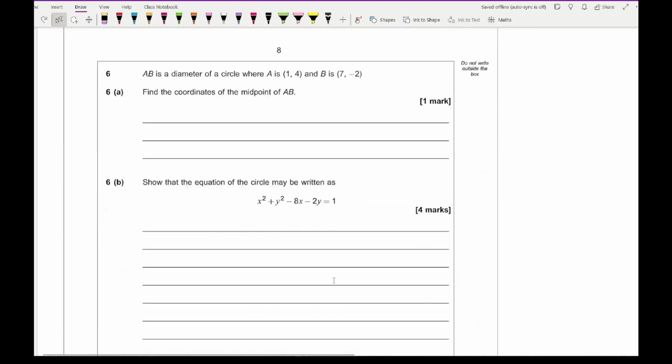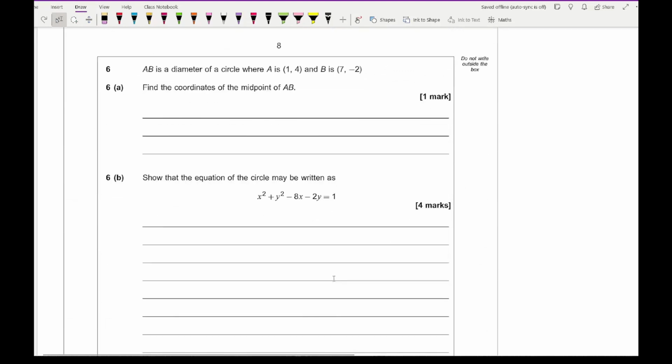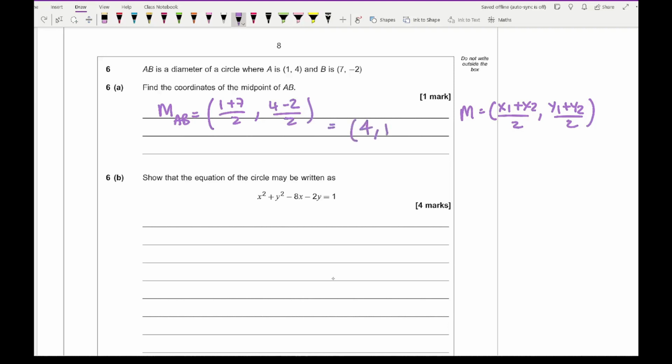Then moving on to question 6, it says AB is the diameter of a circle where A is at the point 1, 4 and B is at the point 7, minus 2. Find the coordinates of the midpoint of AB. Now the midpoint between two points is basically (x1 plus x2) all divided by 2 and (y1 plus y2) divided by 2. So the midpoint of AB is going to be 1 plus 7 divided by 2 and 4 minus 2 divided by 2, which gives me a midpoint coordinate of 4, 1.